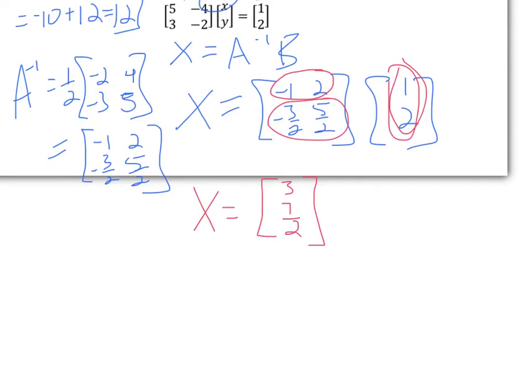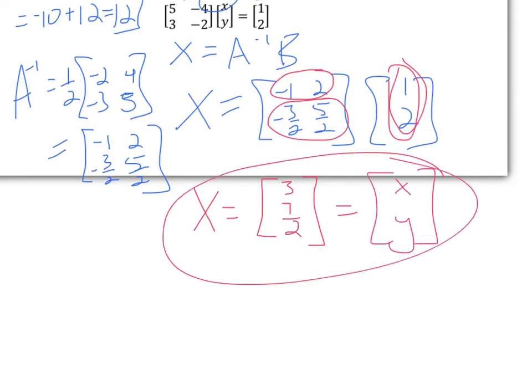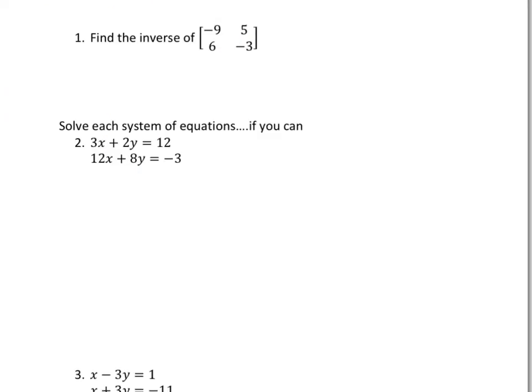Okay, so what that tells us is, remember, matrix X is x, y, so that tells us that x equals 3, y equals 7/2. That's the answer to it. Now, a couple of very quick examples, more examples to make sure that we have a strong base before I let you guys go to work.